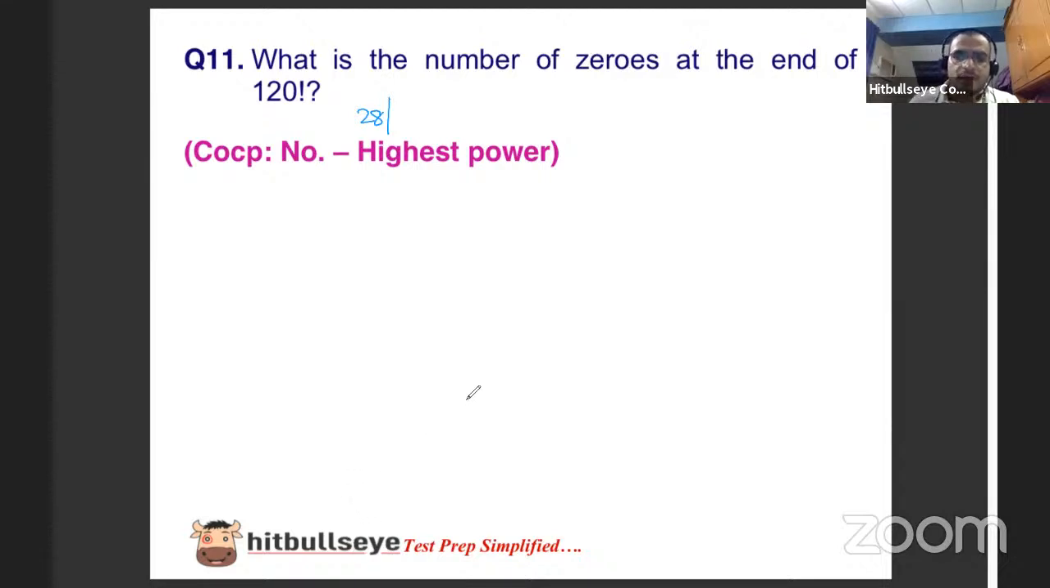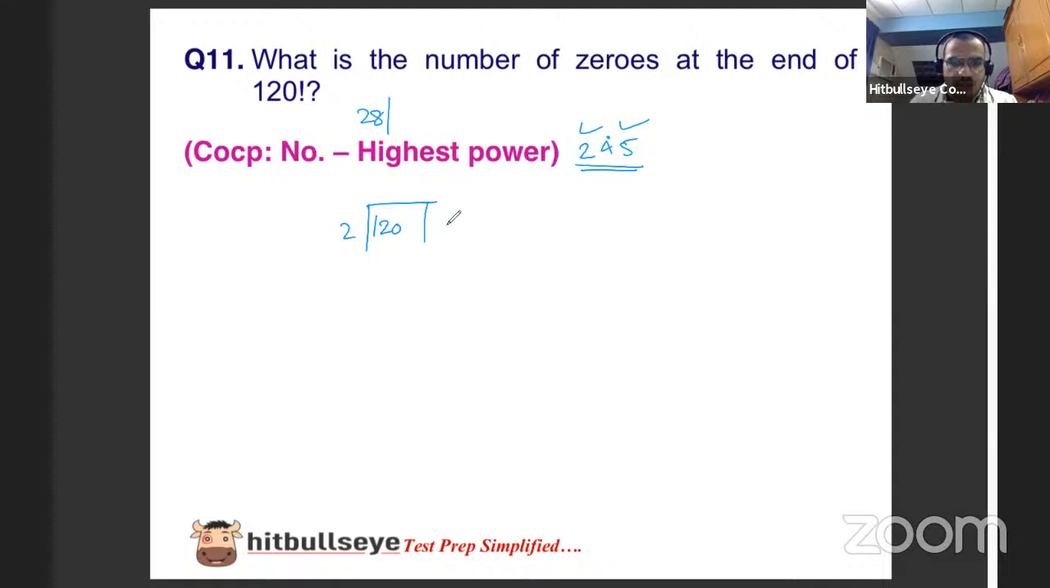Let's solve. So whenever we are given a factorial, how do we go about it? We actually calculate the number of highest power of 2s and highest power of 5s in that factorial, because, as I told you, the zeros are nothing but a product of 2 and 5. So if 120 is given, how do I get to know the highest power of 2? I will just keep dividing by 2 until I'm not able to divide further.